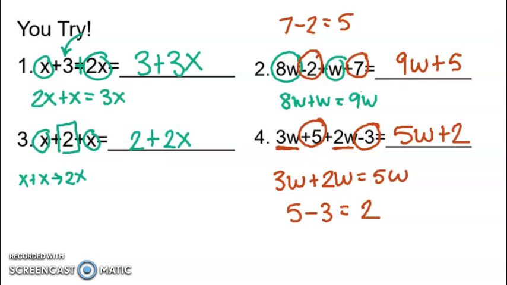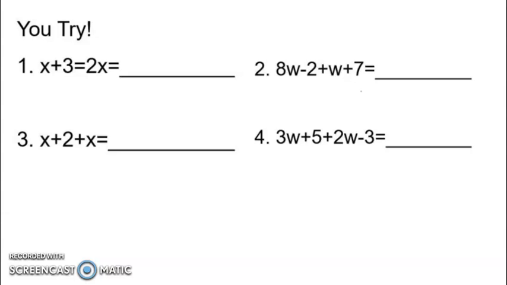Remember that in order to combine two terms, they have to be alike, either the same variable, such as an x and an x, or constant terms. Let's look at another expression.